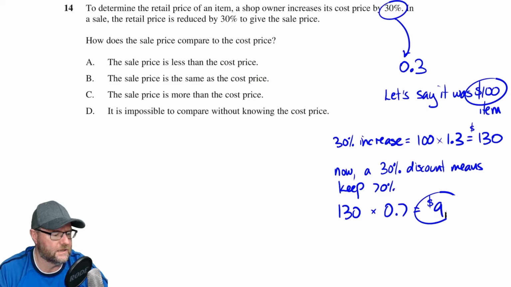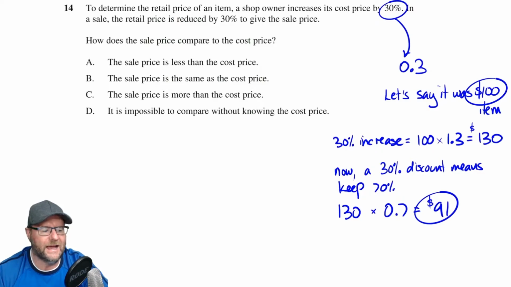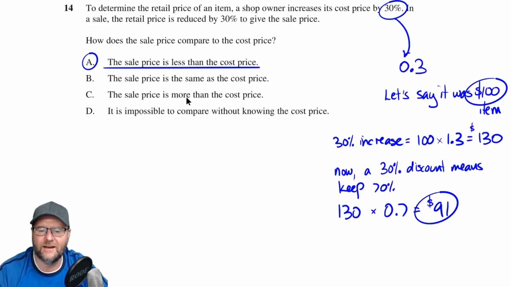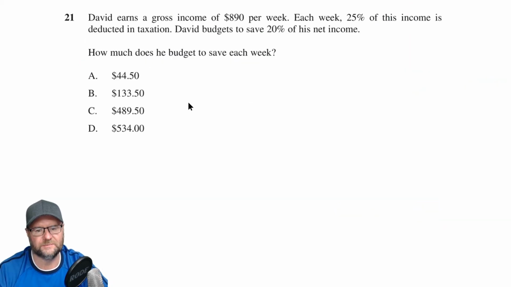Sorry, that was meant to say $91. I don't know why you can't see that there. Let's get rid of that. Hopefully that came up better. $91. So it started at 100, went up to 130, and now we've taken a 30% discount, which brings it down to $91. That means the sale price is less than the cost price, because we've come back further than the $100 that we started with. So the answer is the sale price is now less than the cost price.